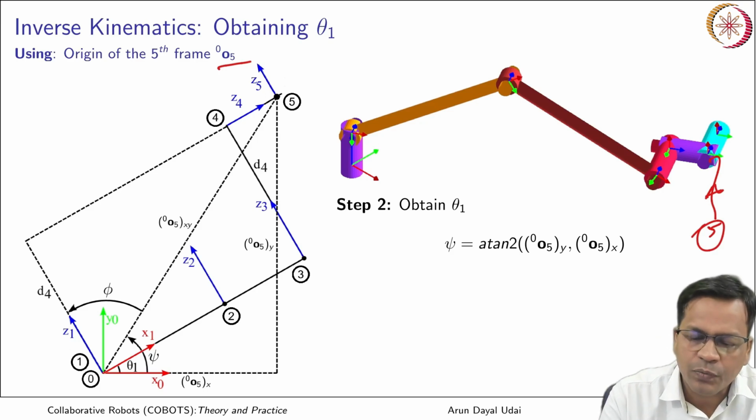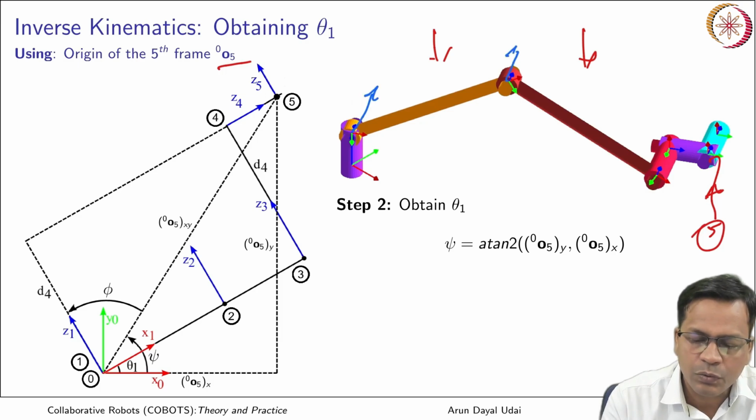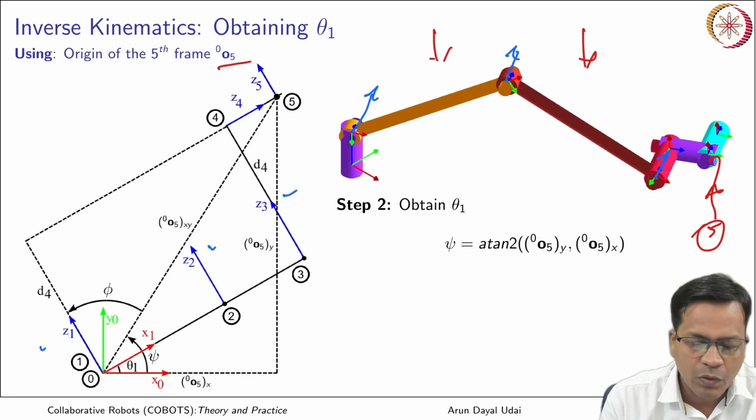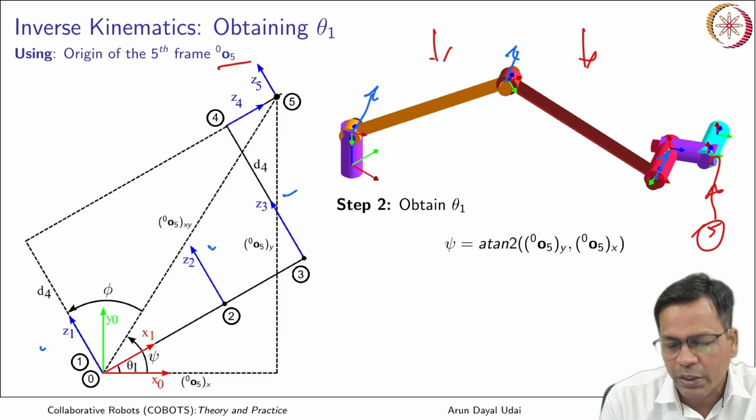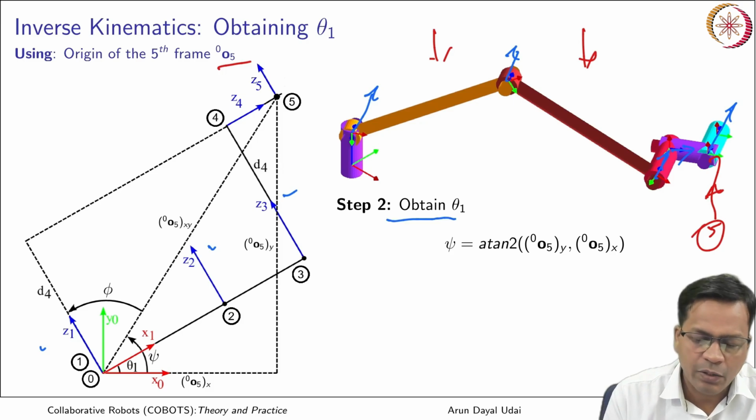Now if I look from the top, it looks like this. You see you have Z1, this is Z2, this is Z3. All three, Z1, Z2 and Z3, are visible here. And then comes your Z4, I assume it has rotated the way it is shown. And finally, you have Z5 that comes like this. Looking from the top, it exactly looks like this. Now we can obtain theta 1.